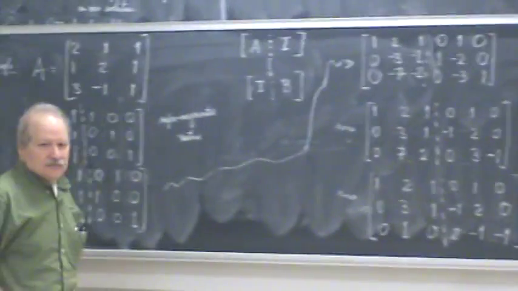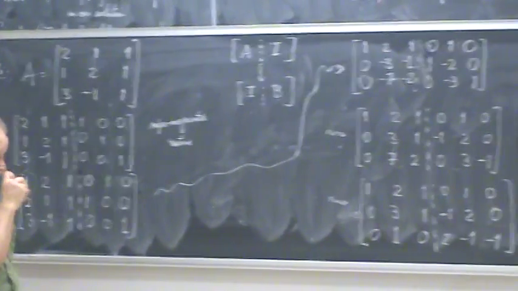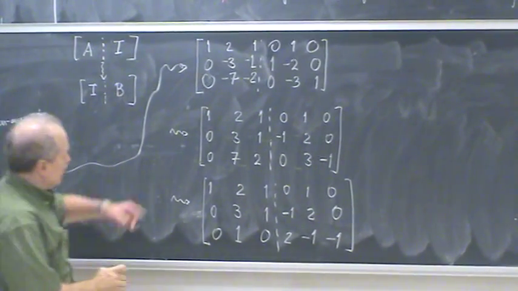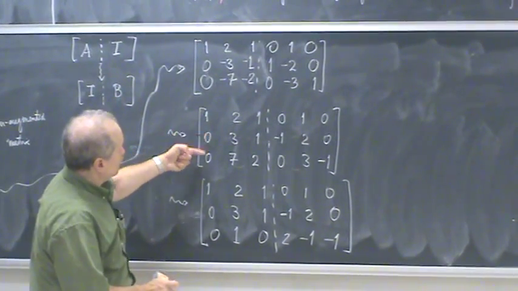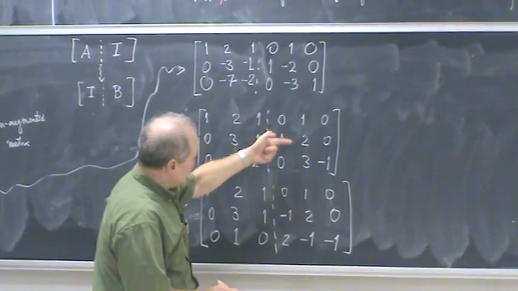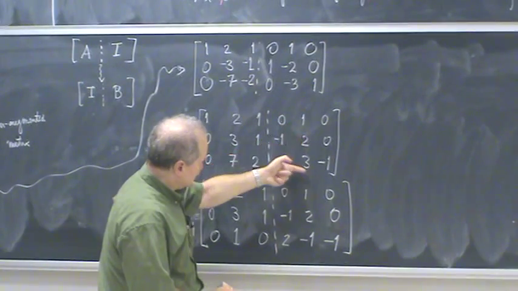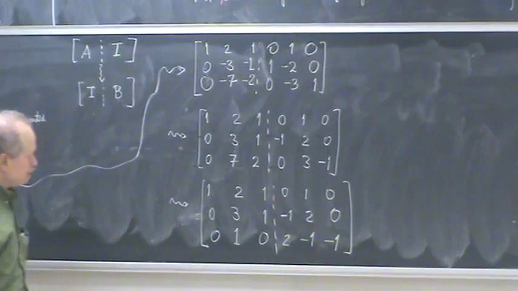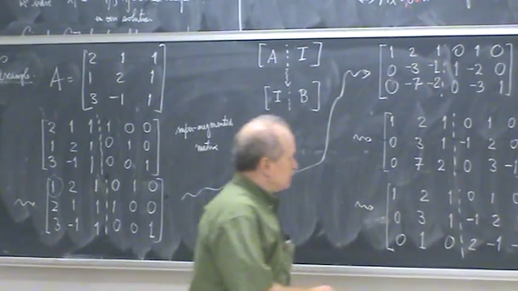Wait, should that be a negative, or should that be a 3? So I added -2 of these to this. -2 of this to this, -2 of this to this. Oh, okay, sorry, I thought you meant -2 of this to this. Okay, yeah. Now what should I do?